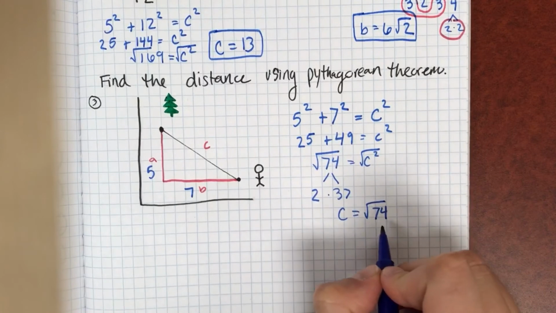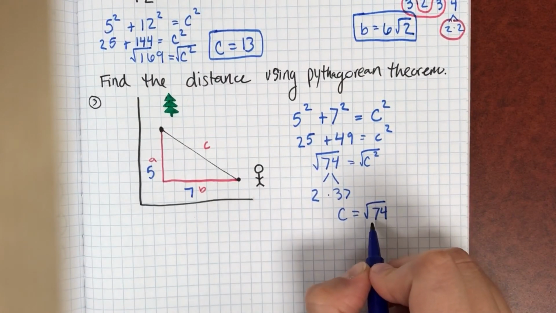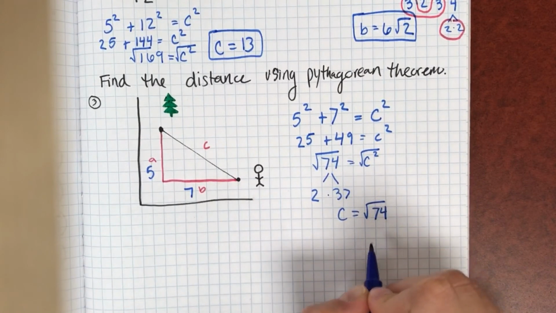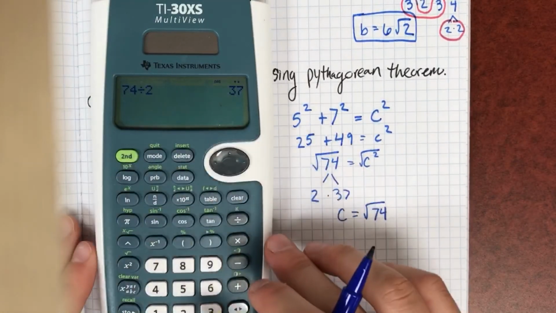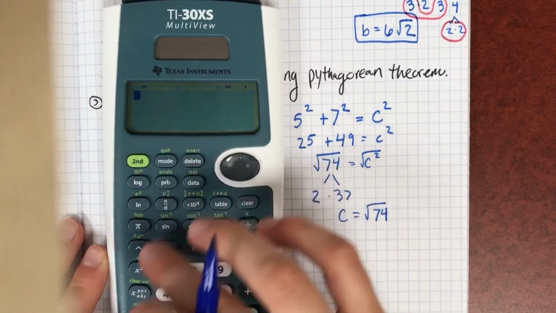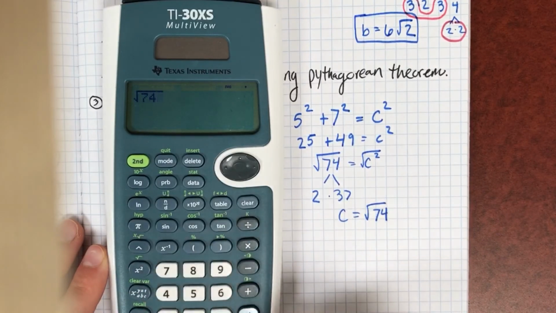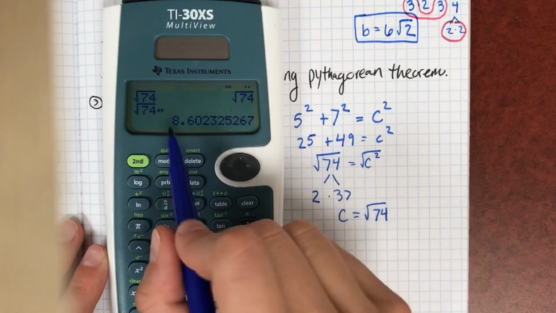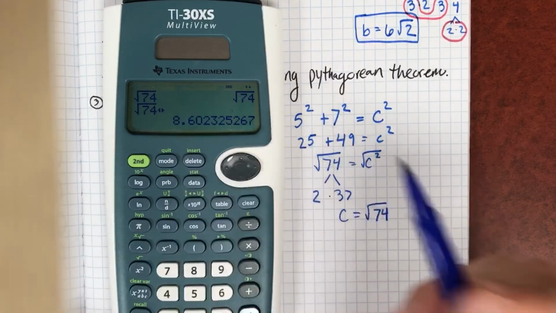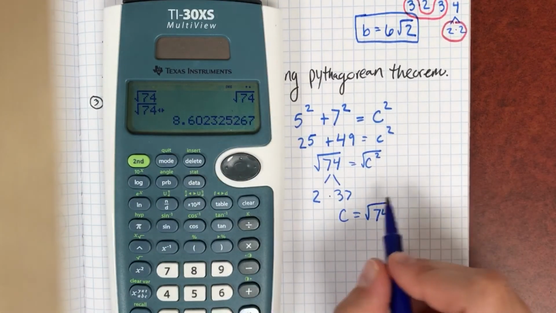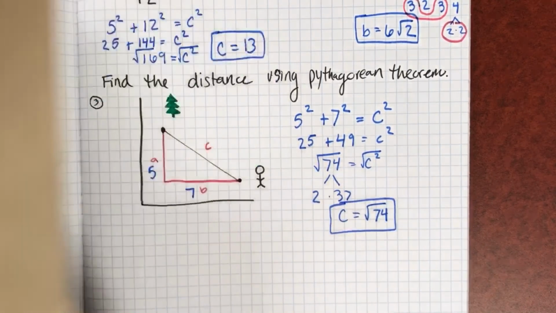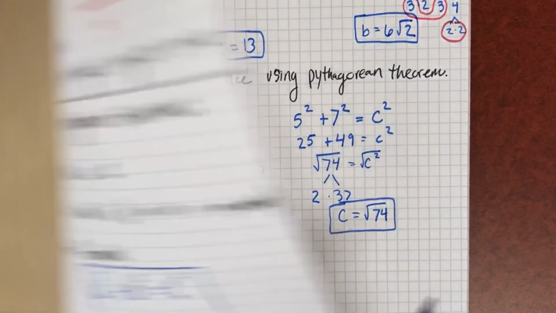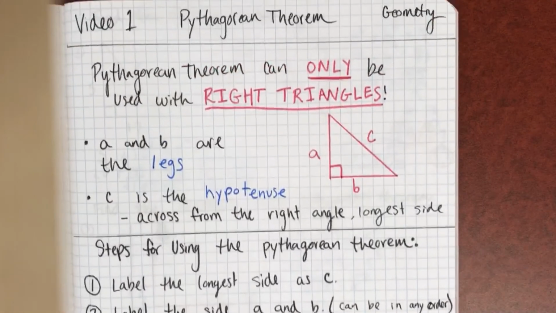Make sure you always write your answer as a radical instead of a decimal, okay? If we typed in the square root of 74 into our calculator, we would get 8.6. Now, if I asked for an approximate, that'd be okay, but most of the time we want this exact answer. All right. Okay, so that's just our first lesson over the Pythagorean theorem.